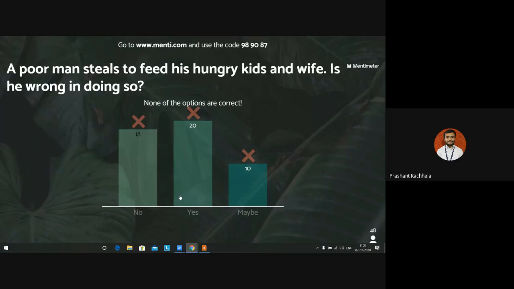Actually, here, somebody may argue that stealing, in whatever way, in whatever situation, is unethical, it is wrong. That's why 20 people say that the person is wrong here, but there are 18 people who think that no, it's not wrong because he is in a situation in which he has to steal. So that's why they replied no. And there are 10 people who responded maybe.